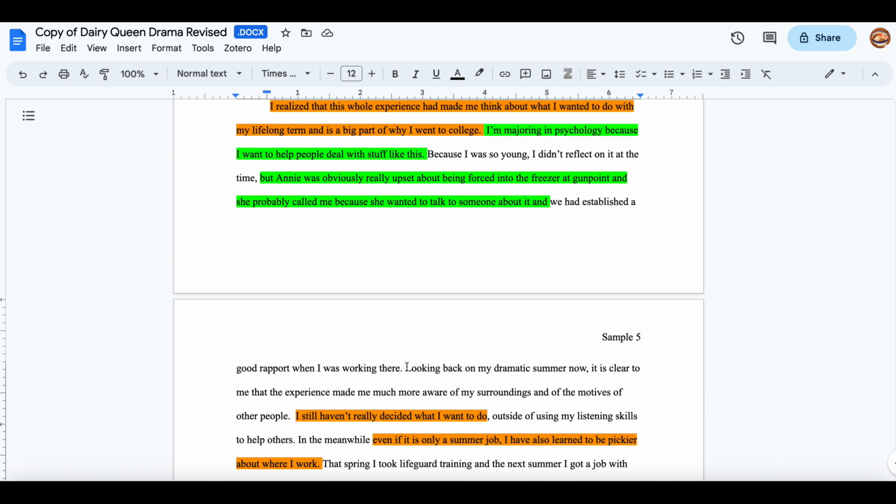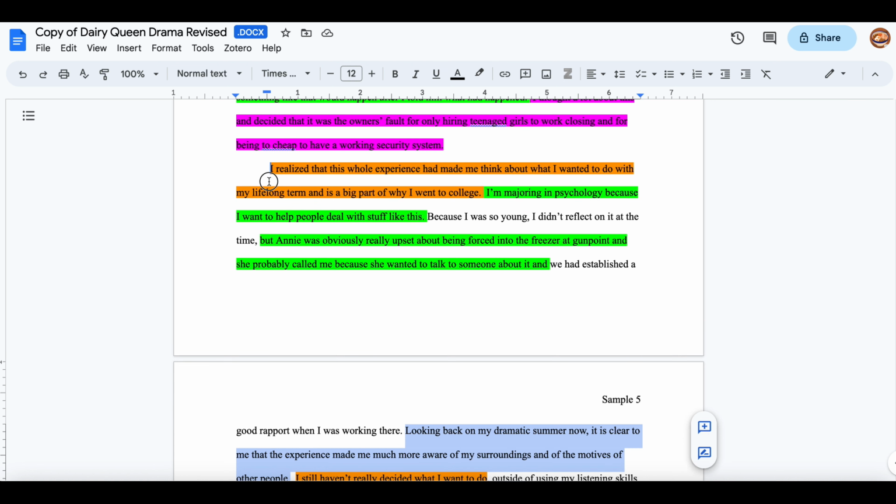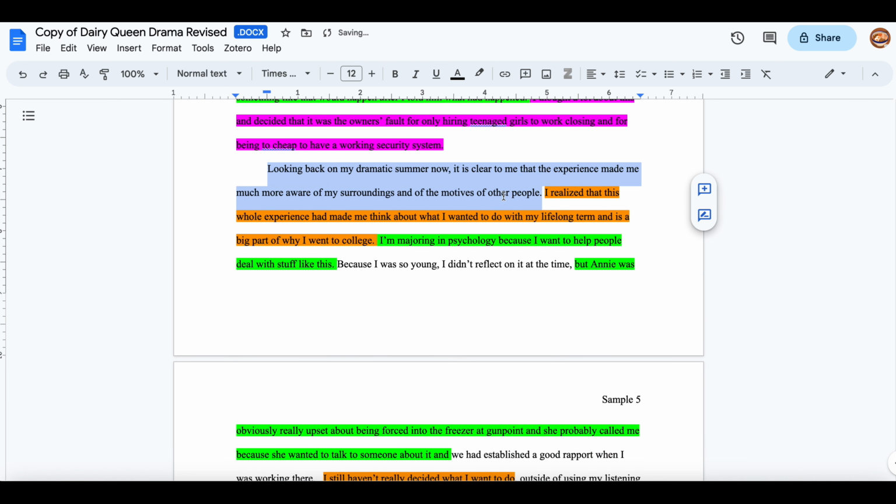So I'm still trying to cobble this thing together. I've written a sentence. "Looking back at my dramatic summer now, it's clear to me that the experience made me much more aware of my surroundings and of the motives of other people." Because I think that is definitely something that we're coming up with here. And I'm going to stick it up here because I think that is a better opening line for your conclusion. It has more of a concludey feel to it.